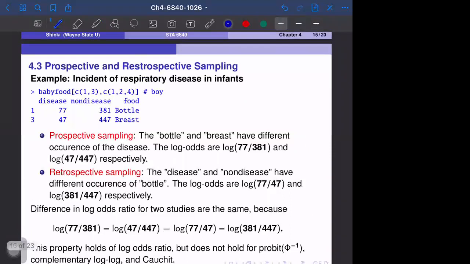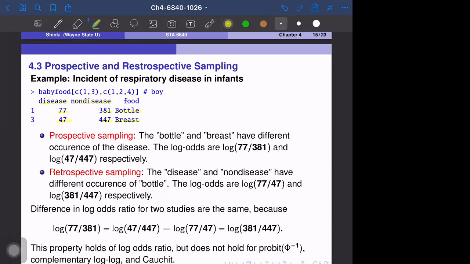Okay, so this is another example, the incidence of respiratory disease in infants. We have two groups of babies: one group is the babies given bottle milk, and the other is the babies fed by breast milk. We have the number of babies here, and some babies got the disease after 1 year, and some other babies didn't get the disease after 1 year. And you can see the proportions are different.